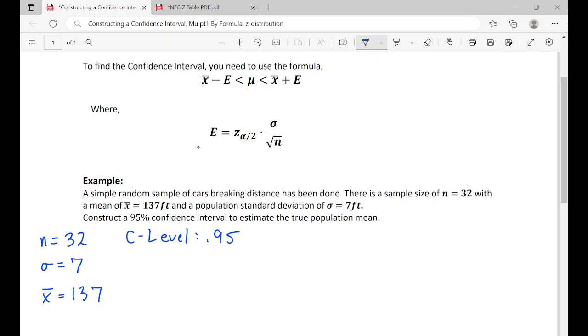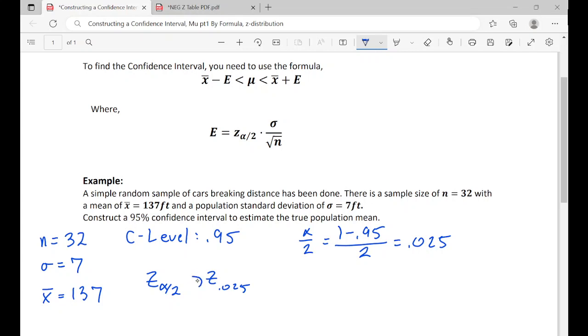And we have to start with the margin of error. So we need to find z alpha over 2. So what is alpha over 2? Alpha over 2 is just 1 minus 0.95 divided by 2, which is going to give us 0.025. So for z alpha over 2, we need to find z 0.025.